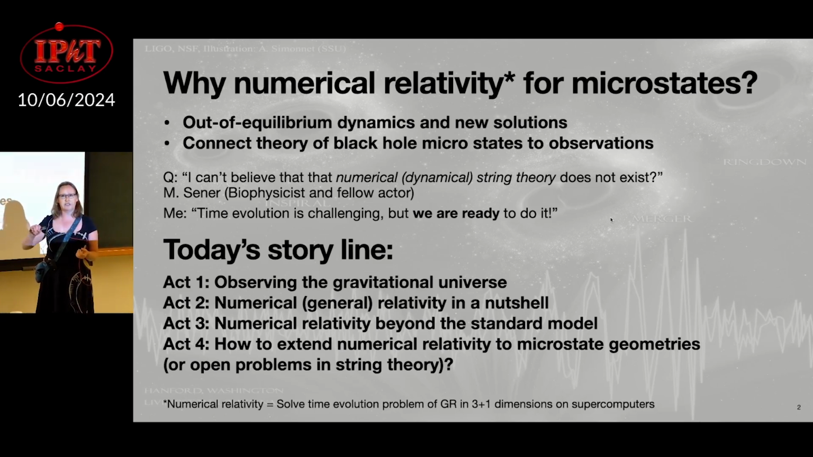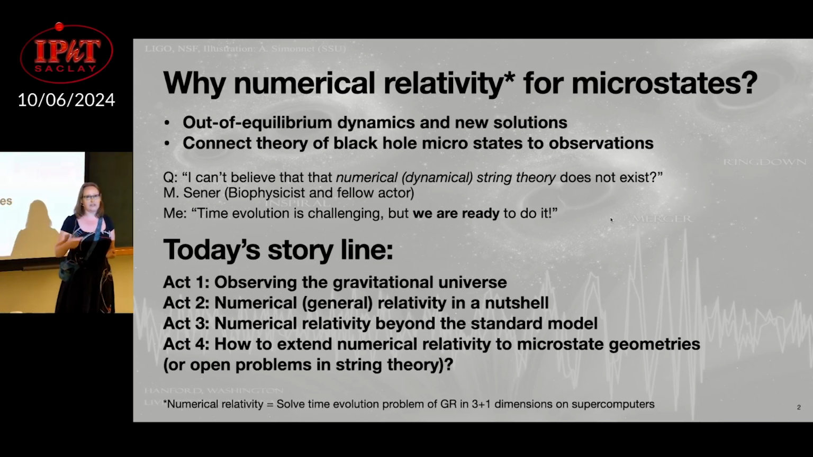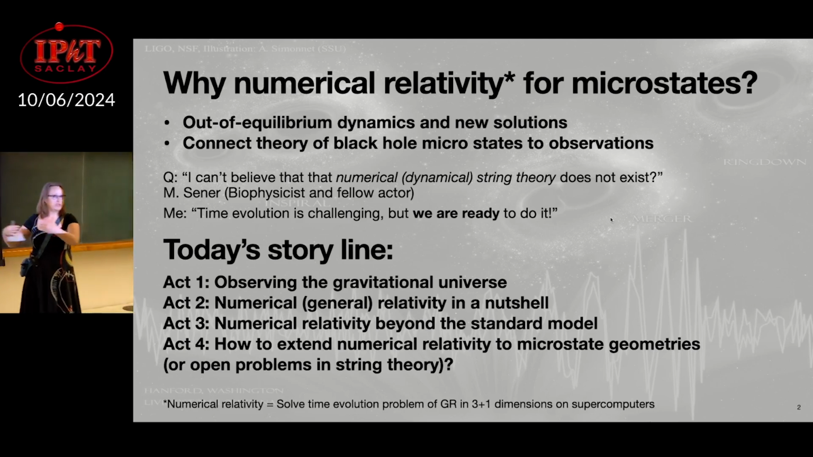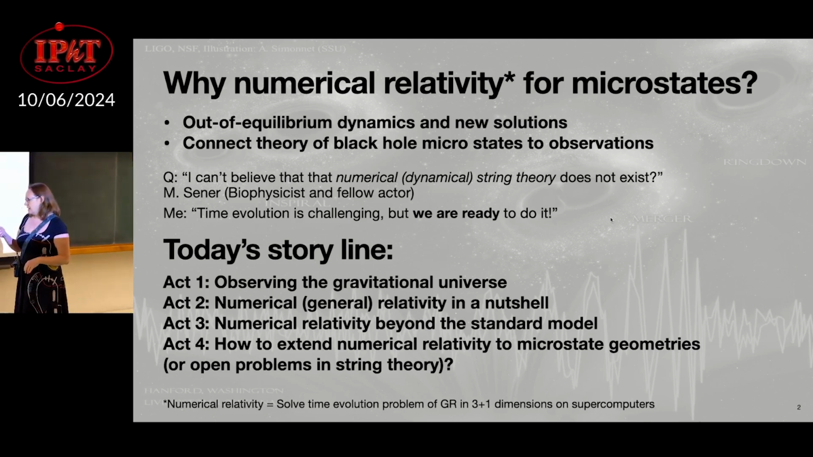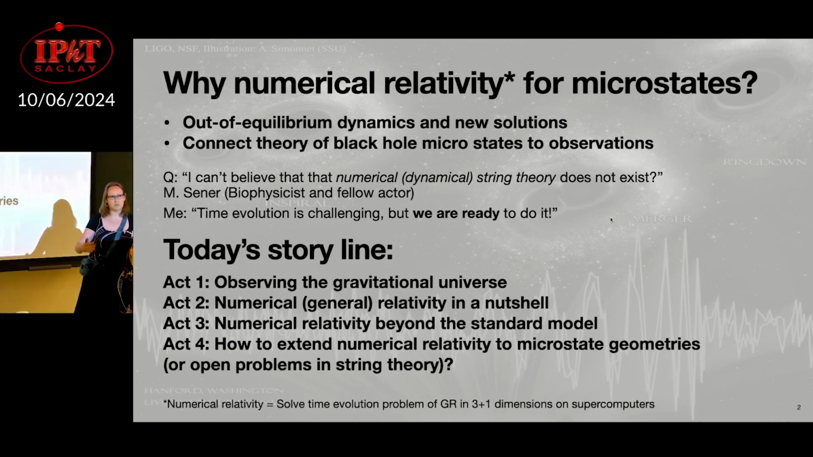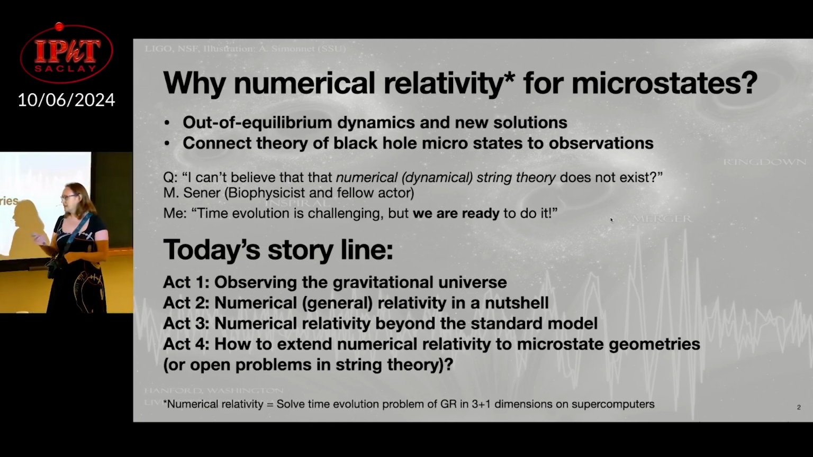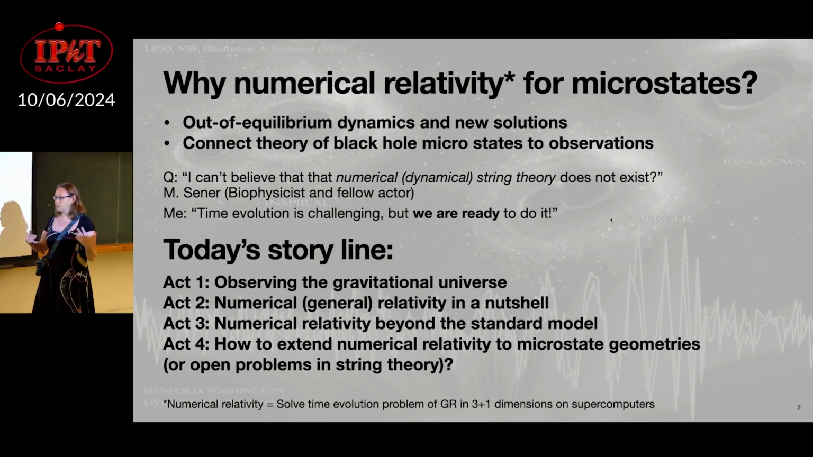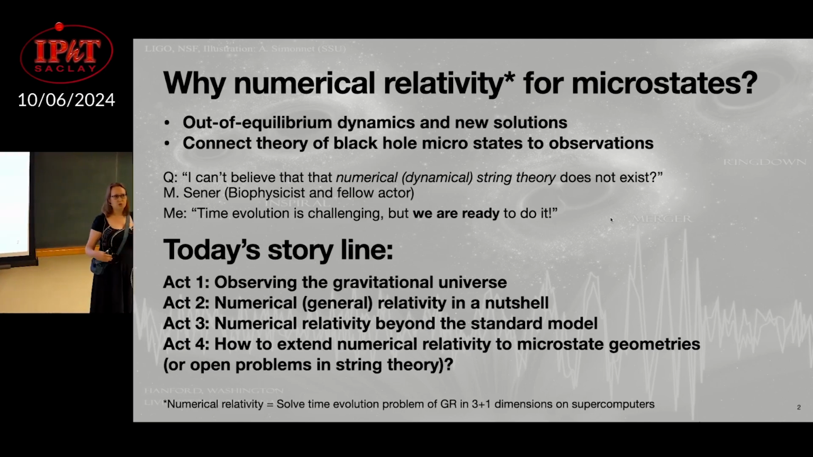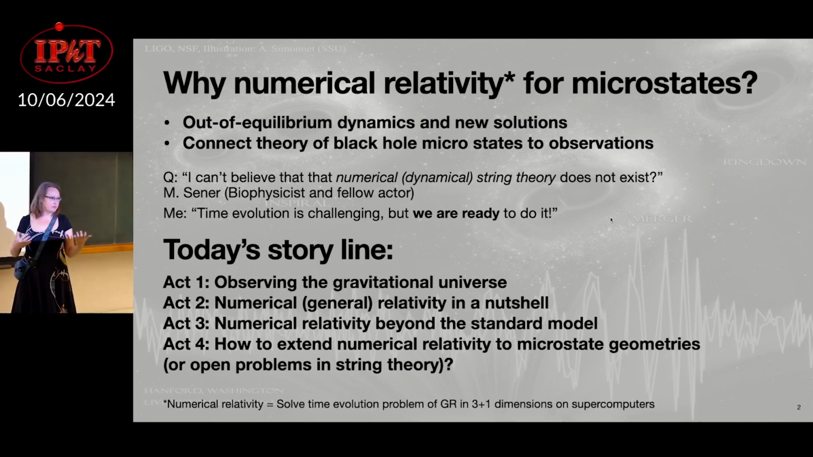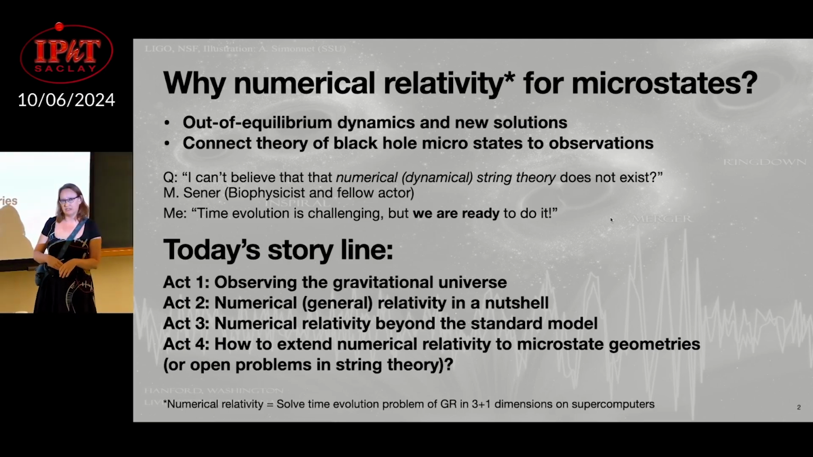So what are the techniques? What are the problems that we need to think about? Because that's then what we need to think about if we want to extend it. And I want to advertise some work in numerical relativity beyond the standard model, beyond general relativity. And the last part is coming back to this question on how we might be able to extend the numerical relativity techniques to microstate geometries, or, as I said, open problems in string theory in general.